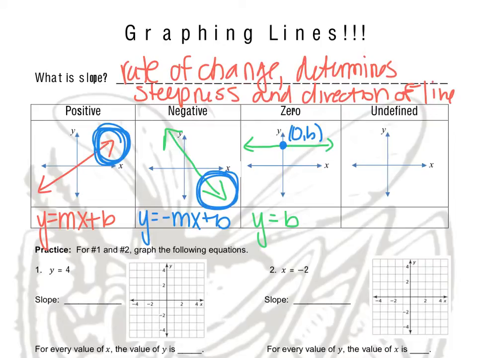And our last slope is an undefined slope. A slope that's undefined is up and down, and its equation is x equals a, where a is some number, whatever this point is, which is our x-intercept, and it's in the form (a, 0).